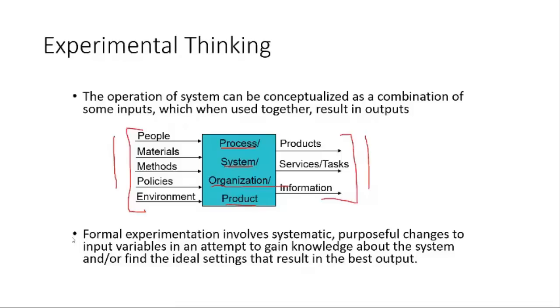Formal experimentation essentially involves systematic, that's a very important word, systematic and purposeful changes that you make to input variables in an attempt to gain knowledge about the system and or find the ideal settings that result in the best output. So that sentence is a little long-winded, but let's break it down. The idea is that in experimentation, you proactively go and systematically or purposefully change the input variables.